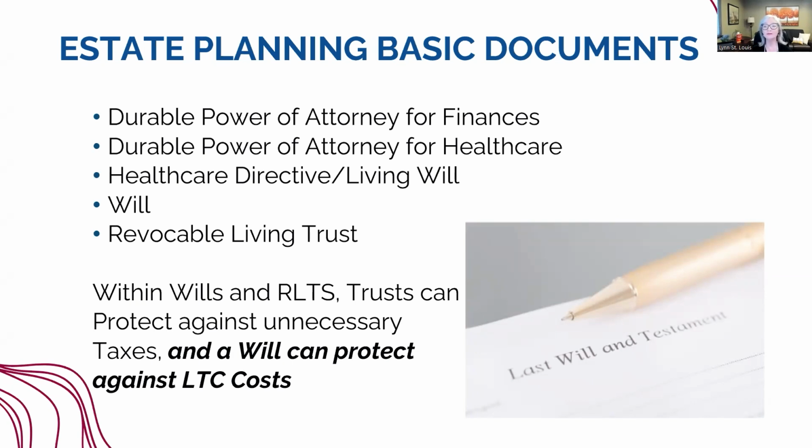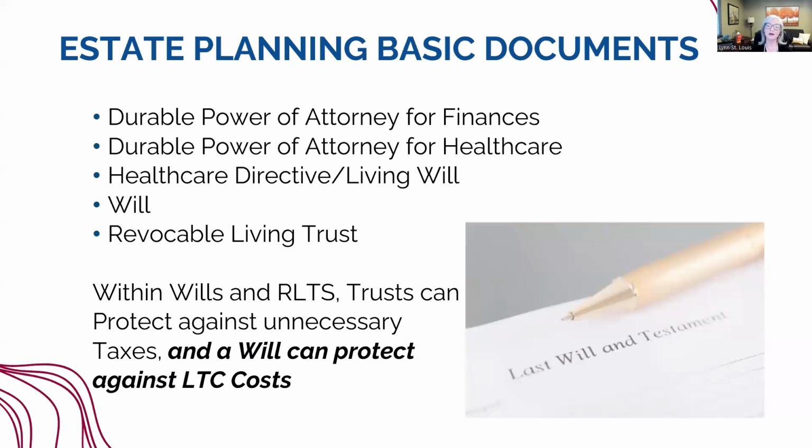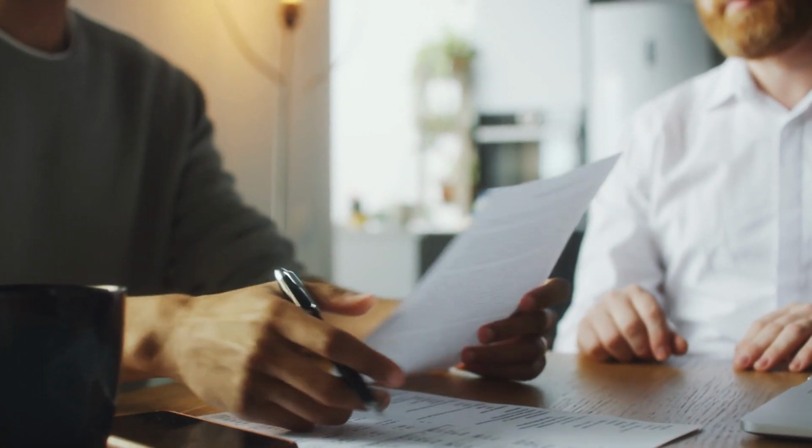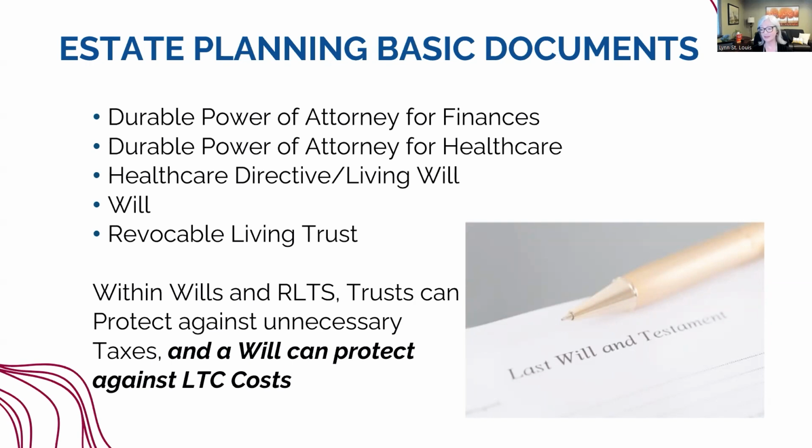Also, your healthcare directive and your living will. That's the document that says what you would want if you are at end of life. What kind of medical treatment do you want? We're going to be talking about wills and revocable living trusts. Those are two basic ways that people will transfer assets upon their death. A will takes effect only upon death. A revocable living trust takes effect when you sign it during your lifetime and then continues after your death to direct where your assets go. Now, within wills and within revocable living trusts, there are subtrusts or different types of trusts.